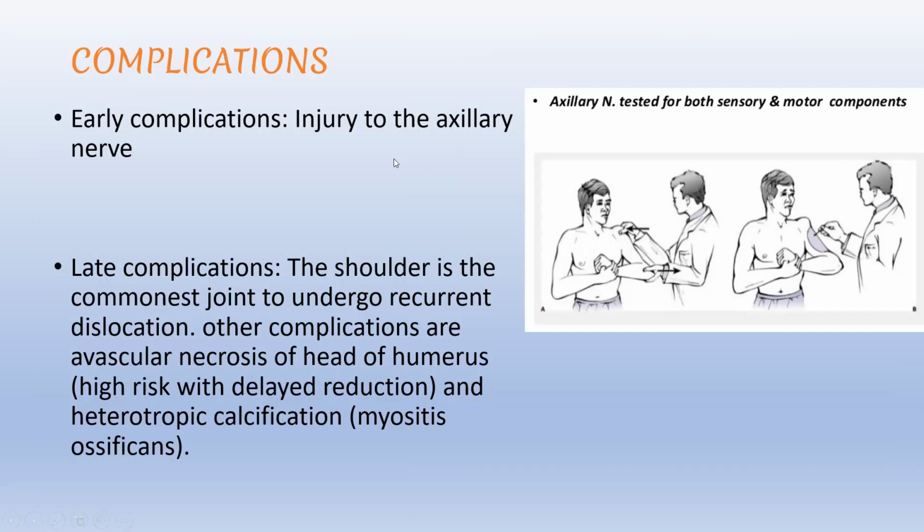In late complication, the shoulder is the most common joint to undergo recurrent dislocation. This results from the following causes. First one is an anatomically unstable joint. Second one is inadequate healing after the first dislocation. And the third one is epileptic patients. Other complications are avascular necrosis of the head of the humerus and atrophic calcification or myositis ossificans.